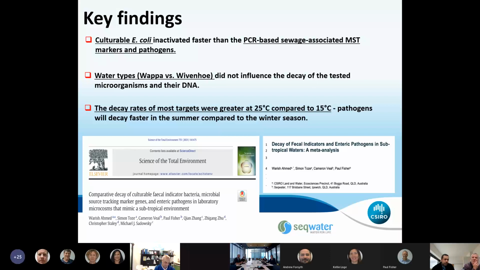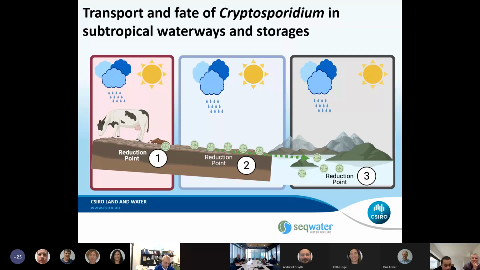So this is the first project, and now we'll talk about the second project, and I'll present a component. The title of the project is Transport and Fate of Cryptosporidium in Subtropical Waterways and Storages. This is the larger ongoing project, and it has 3 major components.